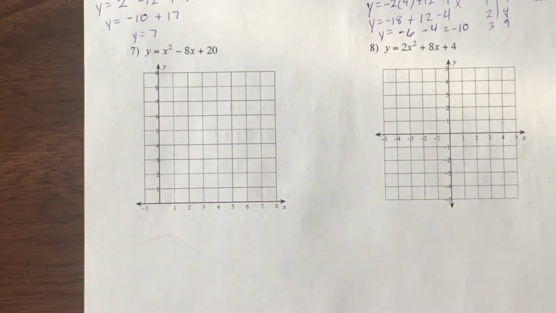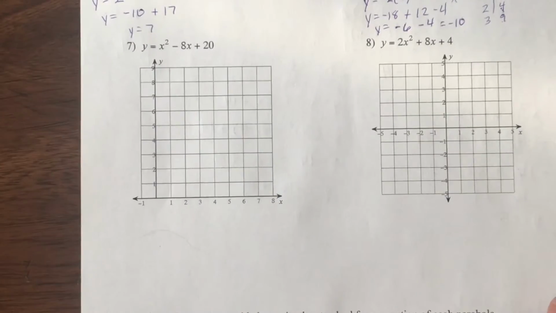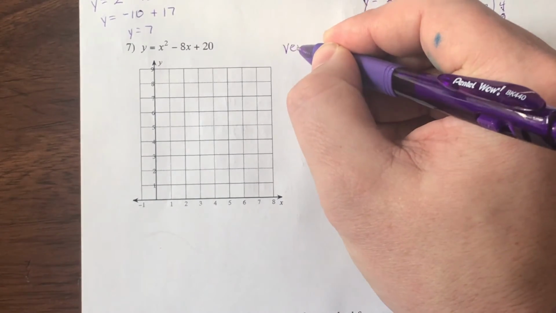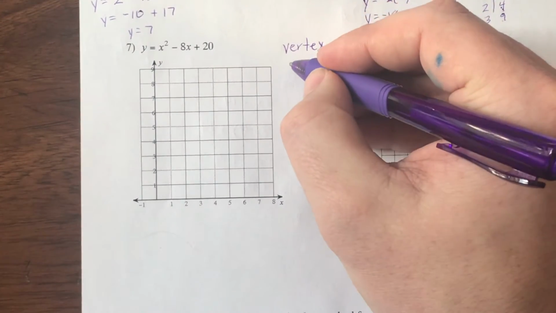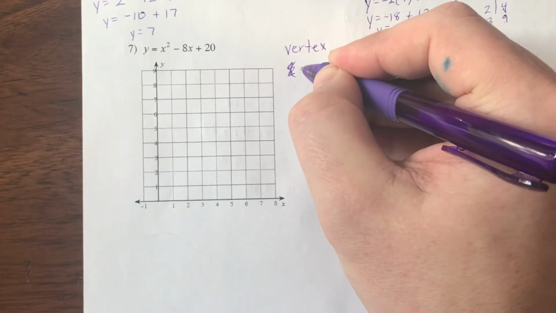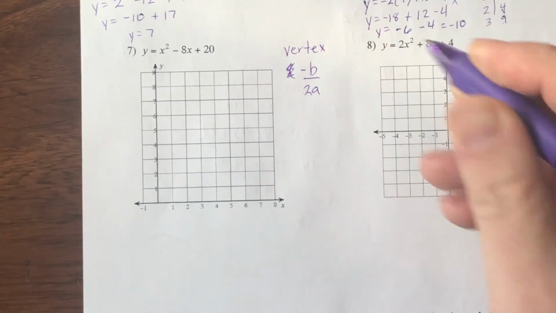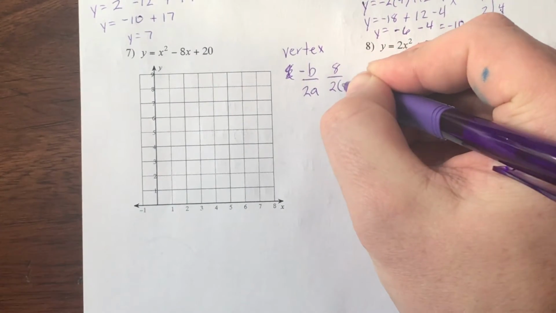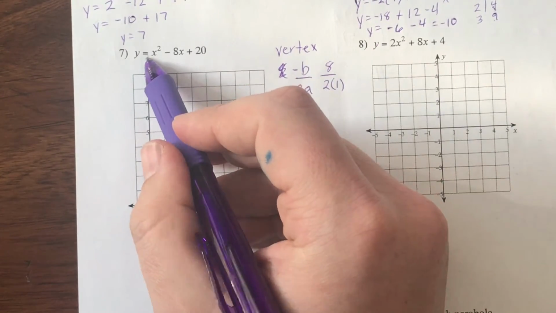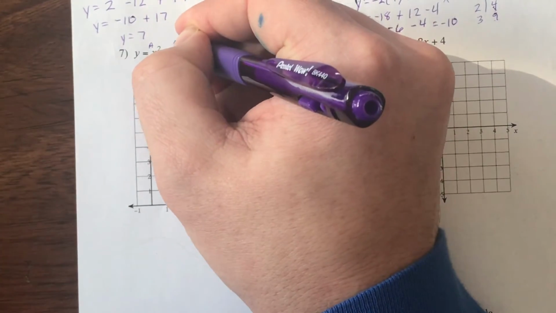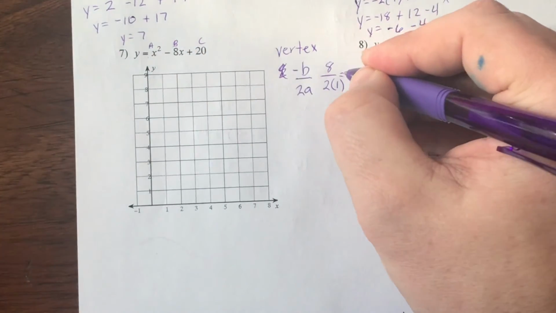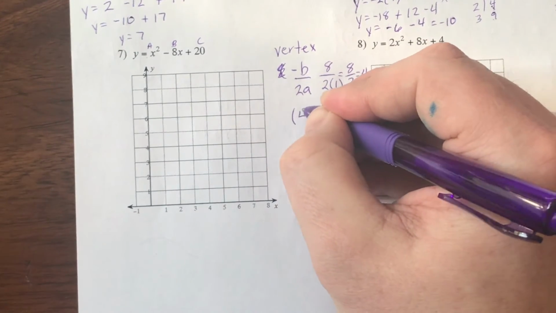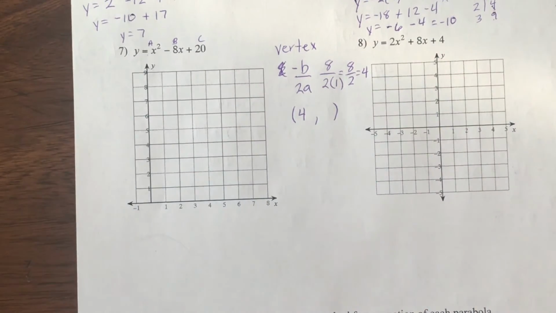Going to number 7, the last one we'll work today. X squared minus 8x plus 20. So again, find the vertex. In order to find your vertex, that's your first step, you're going to do the opposite of b over 2a. So the opposite of b would be positive 8 over 2 times 1, because a is 1 here. So again, that's a, b, and c. That would be just 8 over 2, which is 4. My x-coordinate of my vertex will be 4.